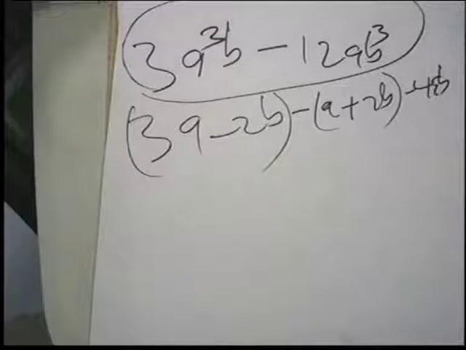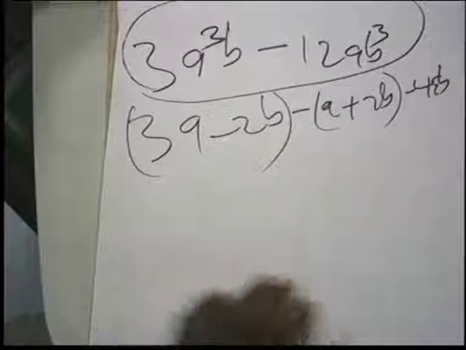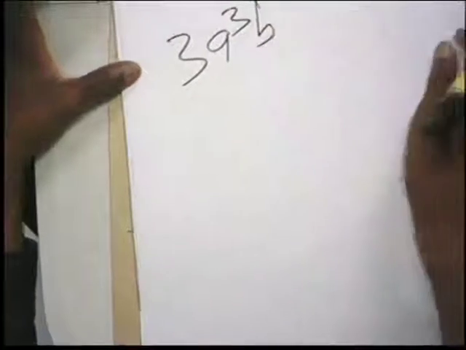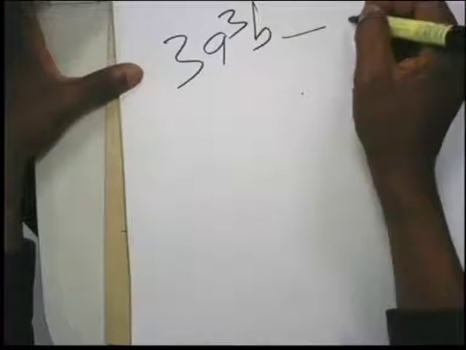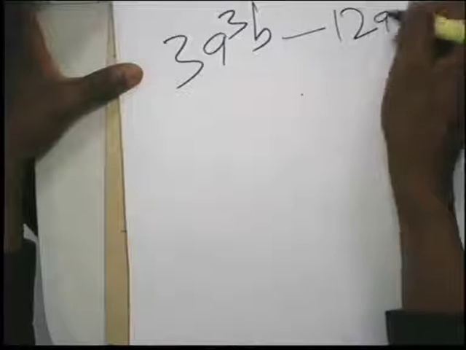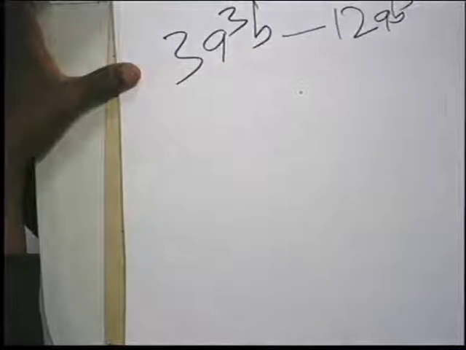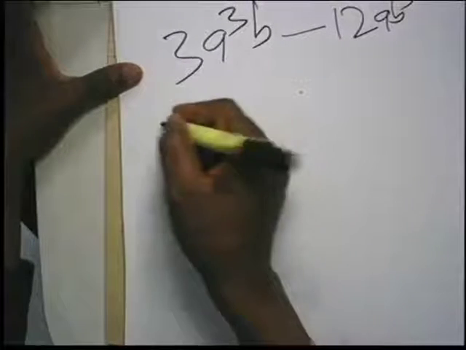But let me make it this way, if you want to factorize. Let's say in this way, we can make it like this. If it is 3a cubed b minus 12ab cubed, we want to factorize. What is so common there that it can go is 3.